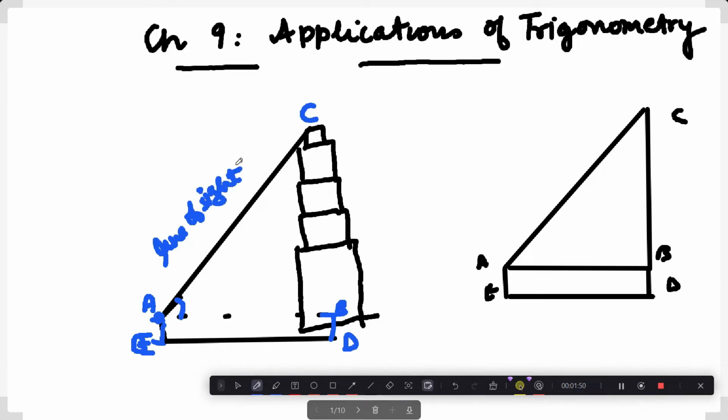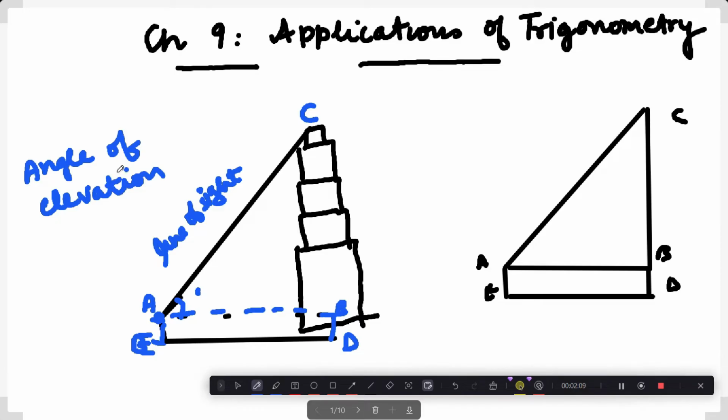The student is looking at the top of the minar, and this angle which is made, ACB, is known as angle of elevation. Looking up, elevate. That's why angle of elevation. If you look at this figure, we have just made a triangle here. So this is the line of sight.